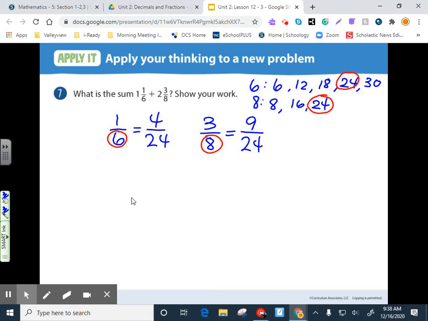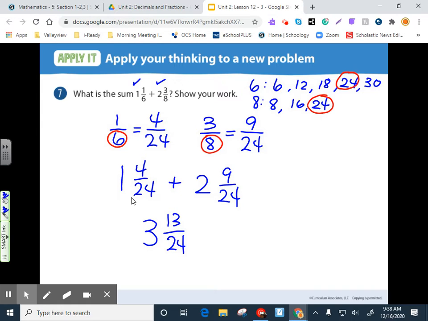Okay, so let's not forget about our whole numbers up here. So this is actually 1 and 4/24 plus 2 and 9/24. And we will just add up our whole numbers. 1 plus 2 is 3. And then 4/24 plus 9/24 is 13/24. And there is your answer. And we don't have to reduce, we don't have to convert anything. That is your final answer for that.